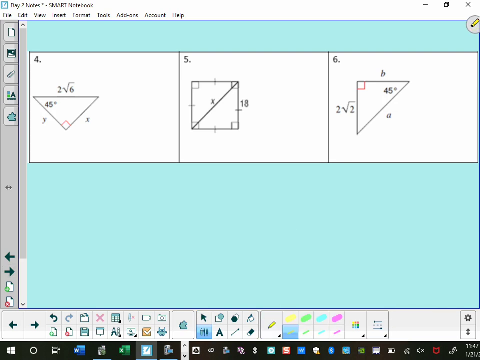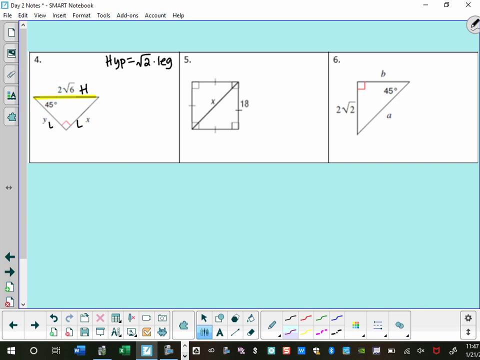Alright, number 4. Where's my hypotenuse? Root 6. So this is my hypotenuse, this is my leg, this is my leg. Did you guys notice that my legs are x and y, right? But my legs are going to be equal, so it doesn't matter that they're x or y. So I have hypotenuse is equal to root 2 times the leg.